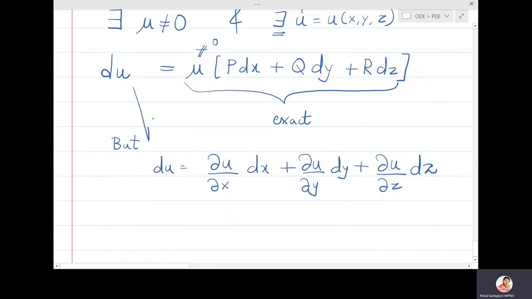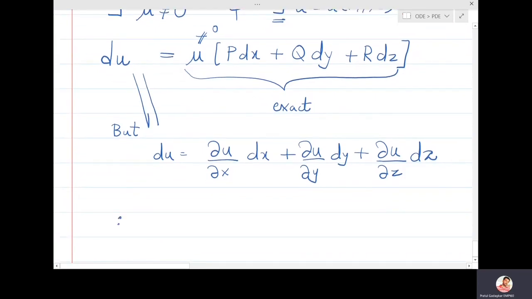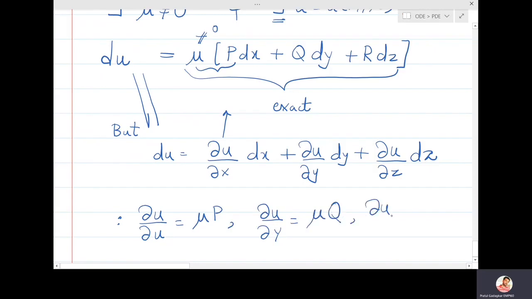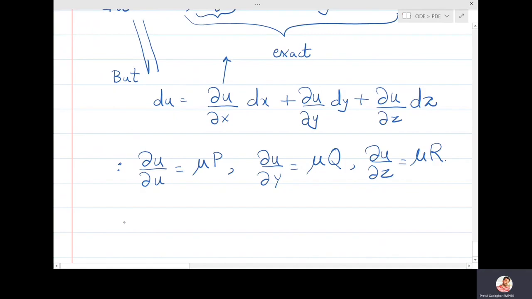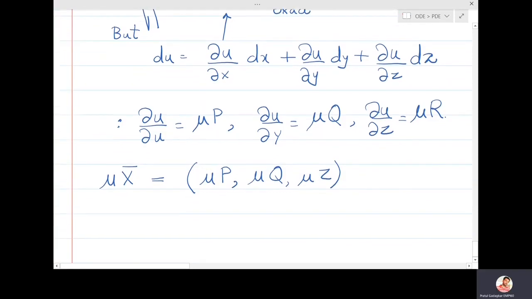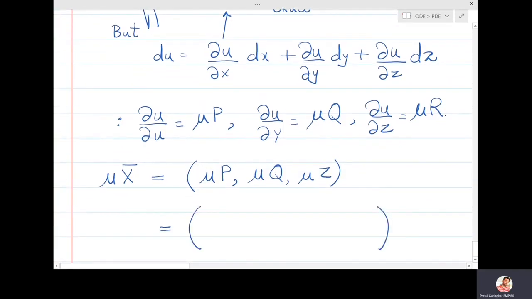Therefore, when I compare these two, what can I say? This means that dou u by dou x is equal to how much? Mu p. Dou u by dou y will be equal to mu q, and dou u by dou z is equal to mu r. Correct. And therefore, when I write the vector mu x bar, how will it look? Mu x bar is mu p, mu q, and mu r, because x bar is p, q, r. But I know that mu p is dou u by dou x, mu q is dou u by dou y, and mu r is dou u by dou z.